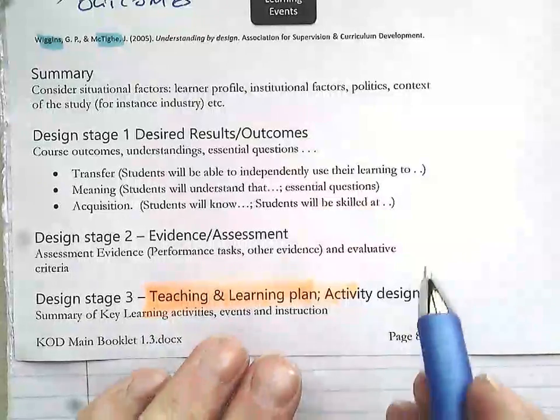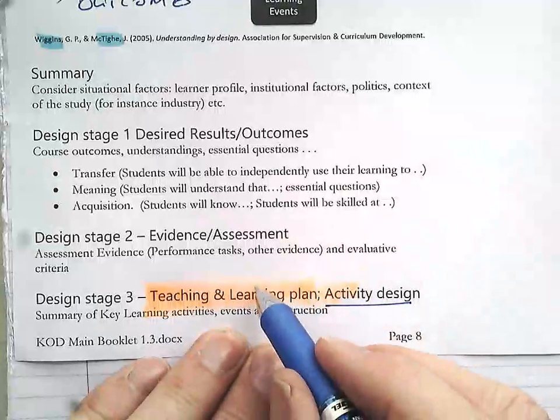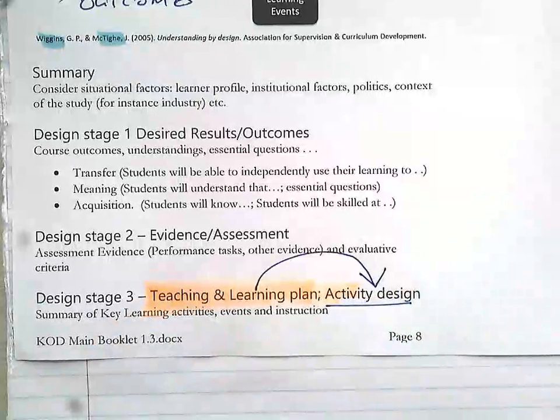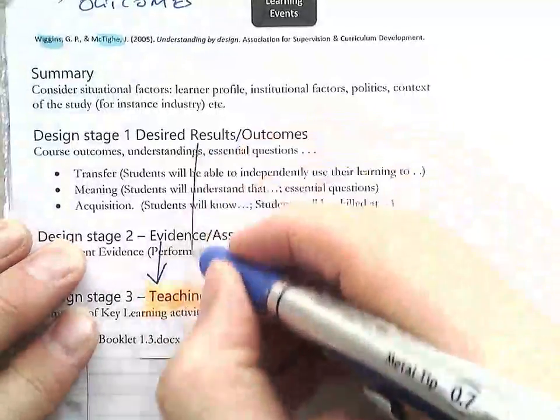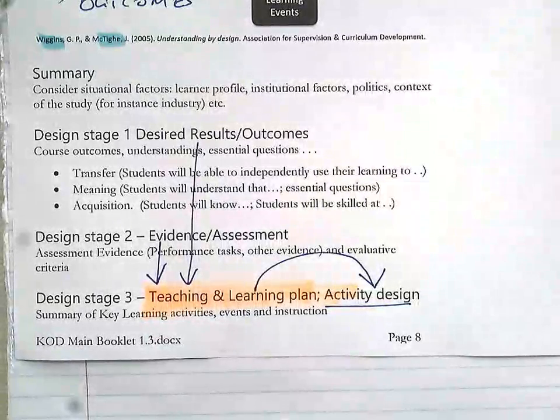And basically, in terms of the online environment, your teaching and learning plan then converts into activity design. But your teaching and learning plan is built from your outcomes and your required evidence for the assessment.